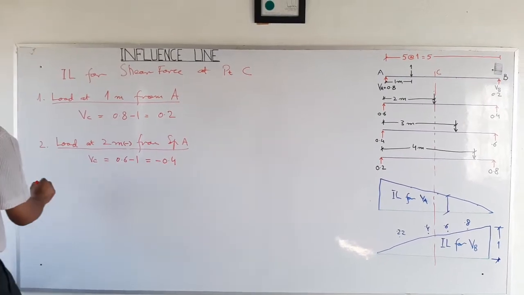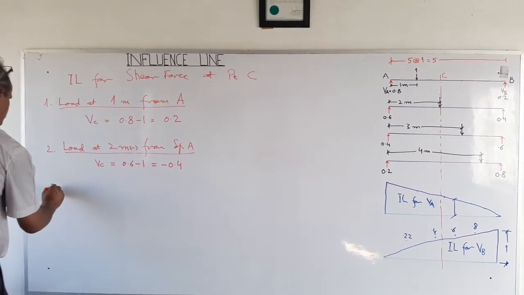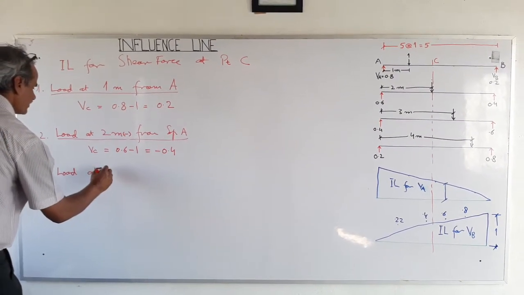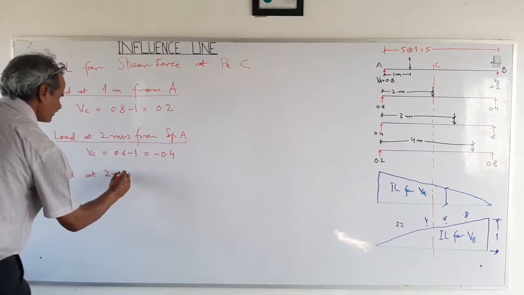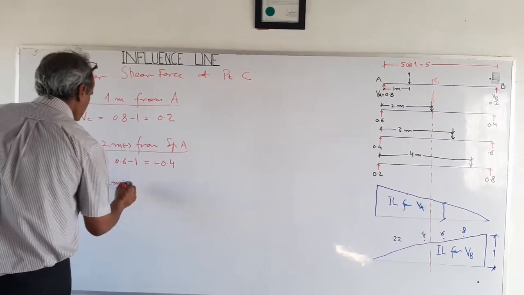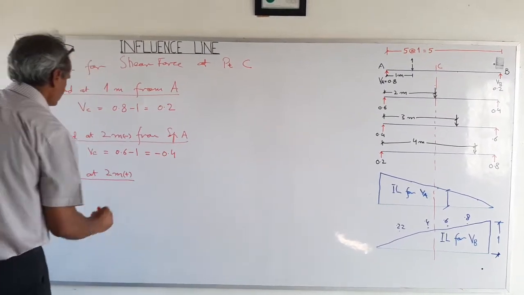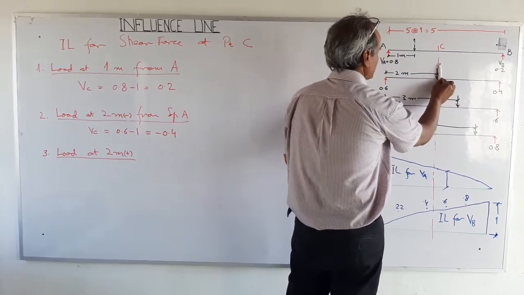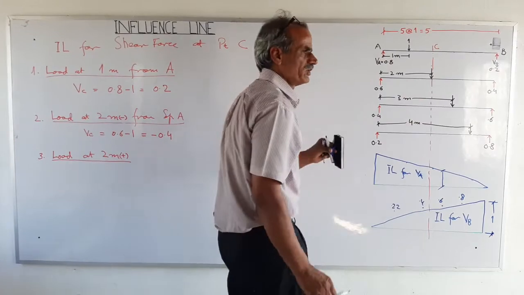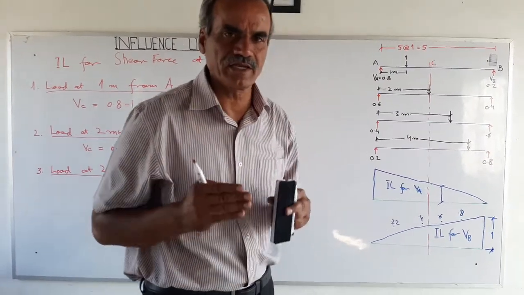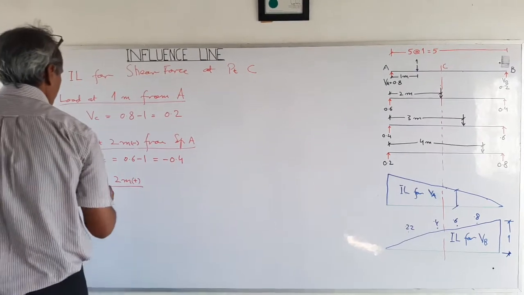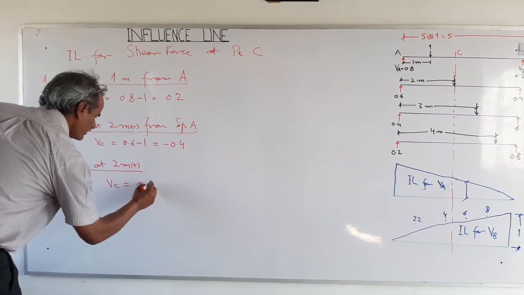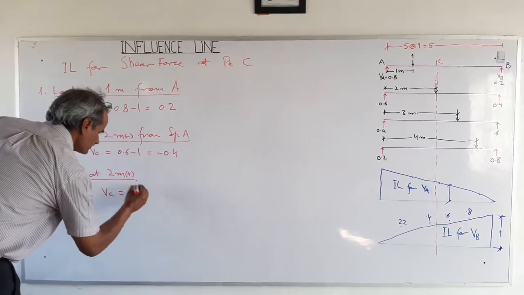Now the third position of the load is at 2 meters, a little plus of it, from spot A. Now the load has just crossed this section, and on your left side there is only one transverse force, that is the reaction at A. Hence, the ordinate VC over here is equal to 0.6. It is plus of it.